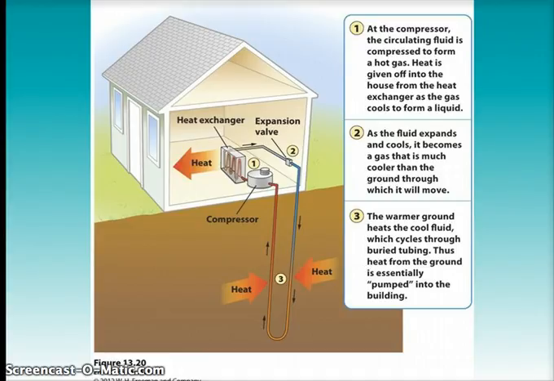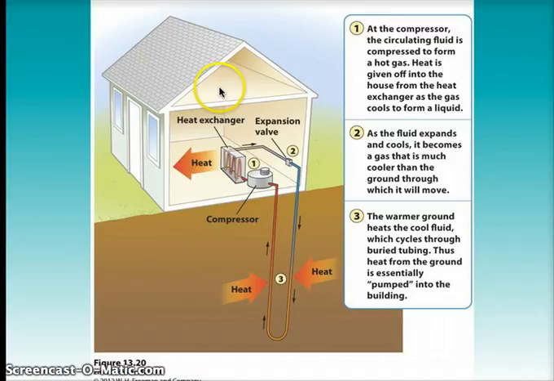So again, this is a picture of a ground source heat pump, and right here, number one is the compressor. Okay, and that's going to help the fluid that's in the piping system to circulate. If this was the winter time, heat is going to be extracted from the exchanger right here. So the heat from the fluid will come out of the fluid here, and as the heat comes off and is given out into the house, the fluid will cool back to a liquid, and that'll be returned down into the ground.